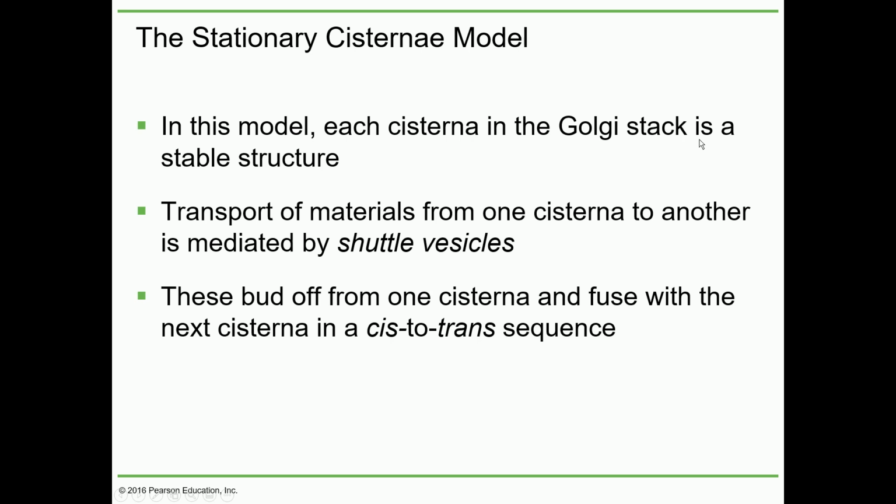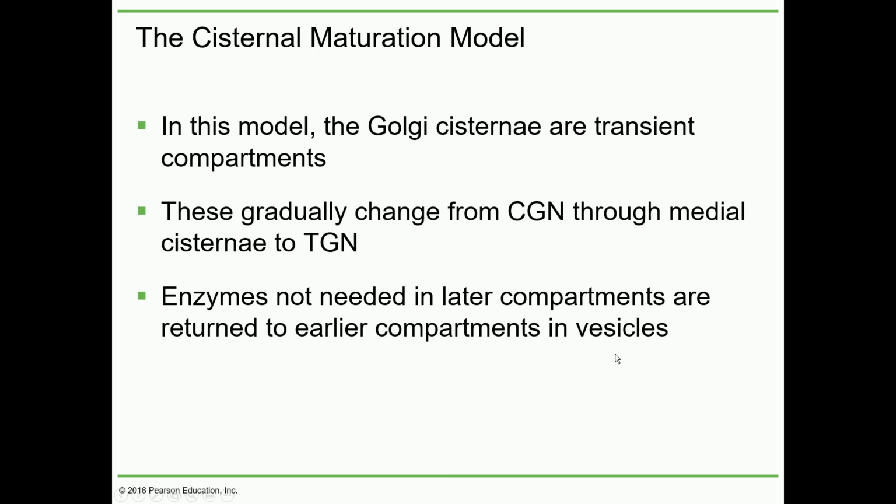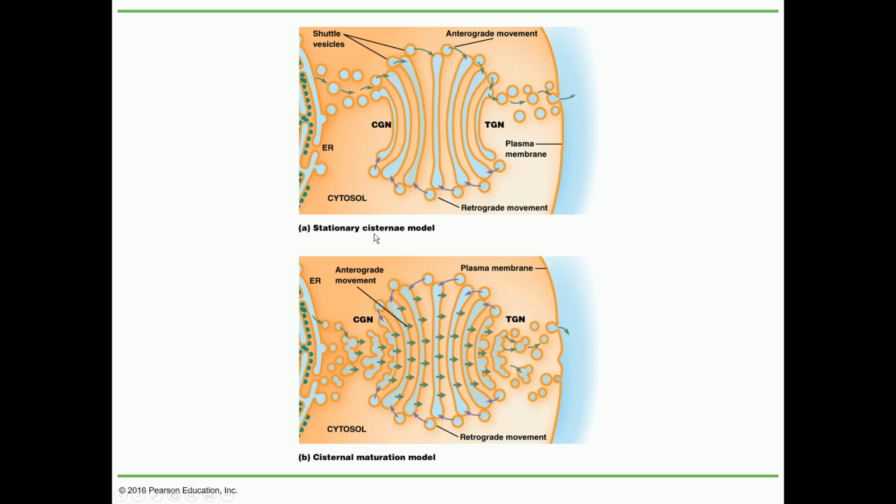According to the stationary model, each cisterna in the Golgi stack is a stable structure. Transport of material from one cisterna to another is mediated by shuttle vesicles. You can see these bud off from one cisterna and fuse with the next cisterna in a cis to trans sequence. So it's like here. So this is a stationary model.